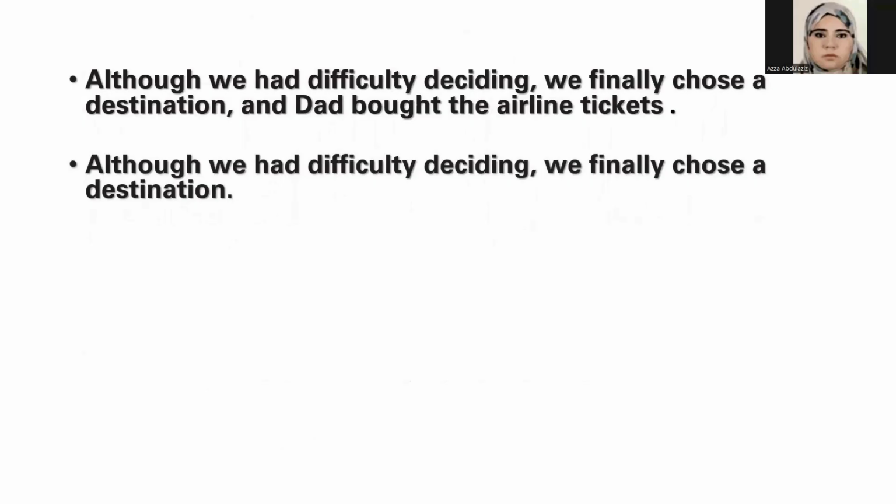Consider this example. Although we had difficulty deciding, we finally chose a destination, and Dad bought the airline tickets. We should divide the sentence into two parts so that it would be easier to analyze. So the first part will be, although we had difficulty deciding, we finally chose a destination. It's very clear that it's a complex sentence. We have one dependent clause that is connected to an independent clause using a subordinating conjunction, which is although. That is why we insert the comma in between the two clauses.